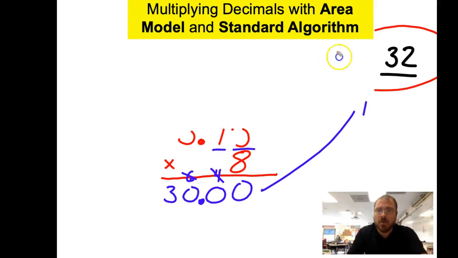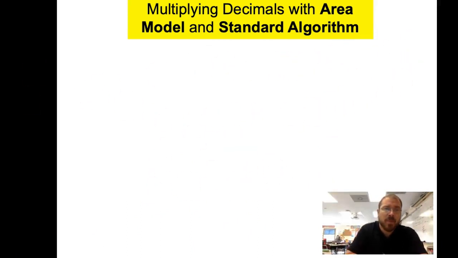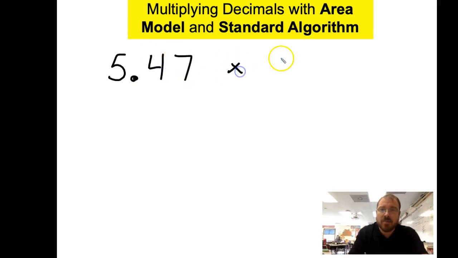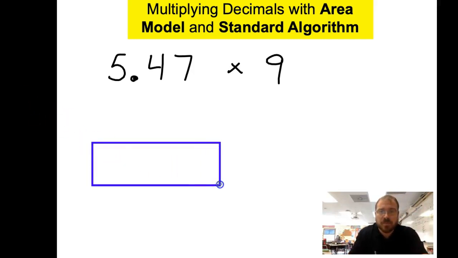So why don't you give it a shot now with this problem? 5 and 47 hundredths times 9. We'll need to set up a rectangle for our area model, and let's practice.